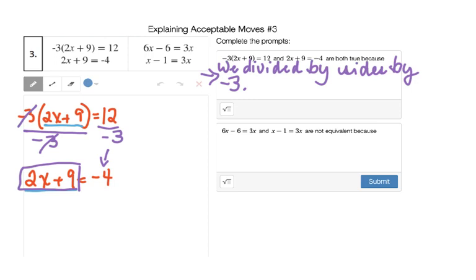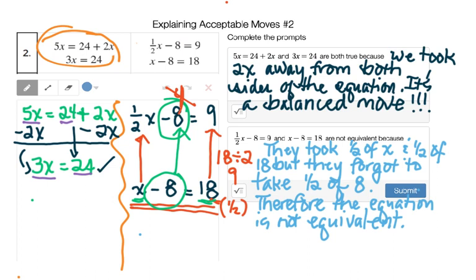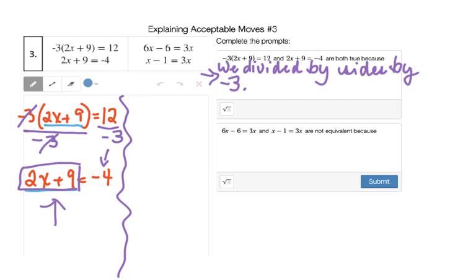All right, so now let's take a look at our second equation right here. We have 6x minus 6 is equal to 3x. X minus 1 is equal to 3x. I want you to think about that for a minute. I'm going to recopy it. And I want you to think about what we did in this equation right here, about dividing. Think back to the previous slide, what we did in that equation, and see if you can figure it out.